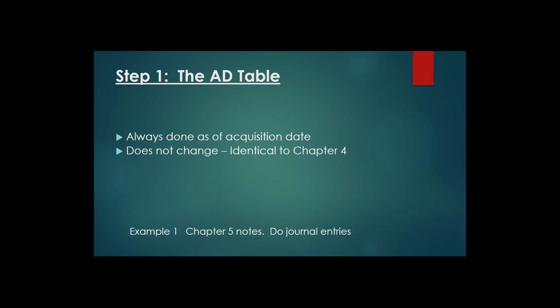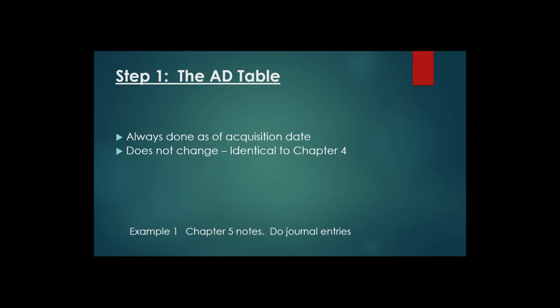So let's talk about the steps. Step one is the AD table, which we're all familiar with at this point. It's always done as of the acquisition date, so it does not change. It's exactly the same way that we did it in chapter 4.